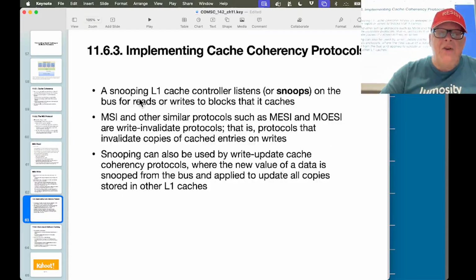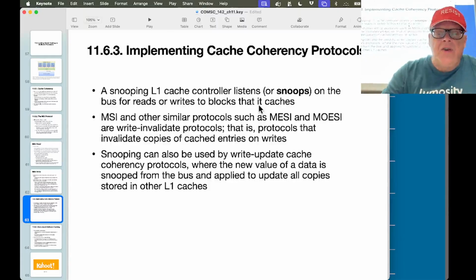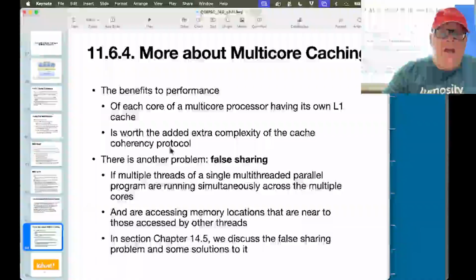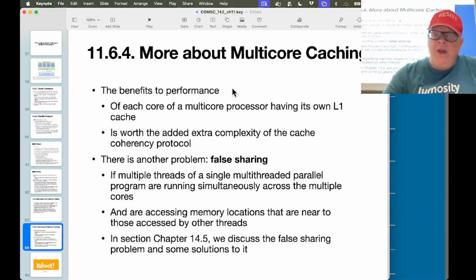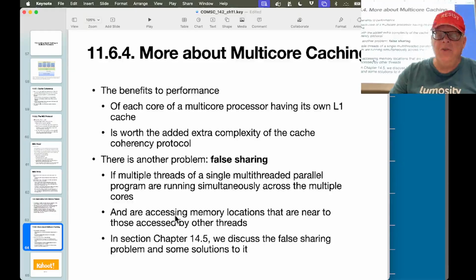And all right, you can also have a snooping controller, which snoops on the bus for reads or writes to other blocks, so it knows when somebody's writing to blocks that I have cached, so I know not to trust my cache anymore. All right. And so you get benefits to performance, of course. The other problem is, of course, false sharing. If multiple threads of a single program are running simultaneously across multiple cores, then you can have problems synchronizing it, and we'll talk about that later as we move towards understanding how GPUs work.